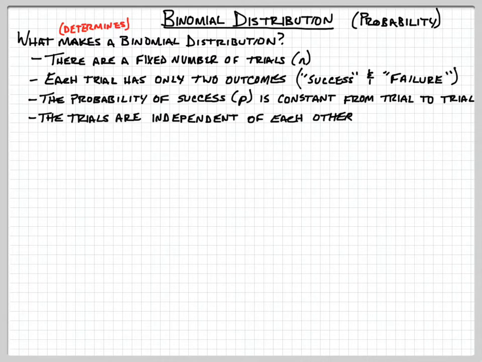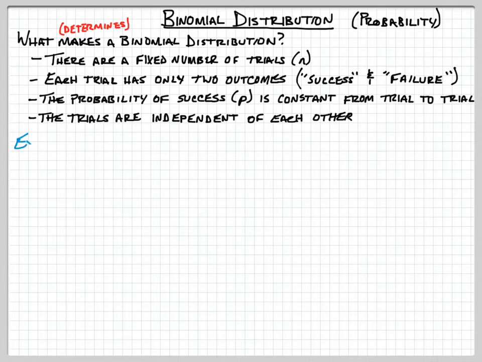And then the last thing, the trials are independent of each other. That also ties in with being consistent from trial to trial, right? So if we were drawing a card like I had just mentioned, and we took one out and we didn't replace it, we took another one out, now that second draw is dependent on the first draw. So the trials have to be independent of each other.